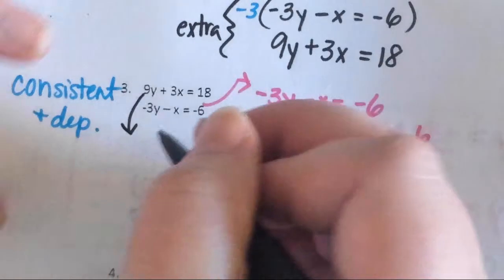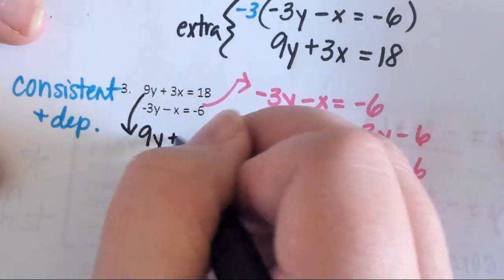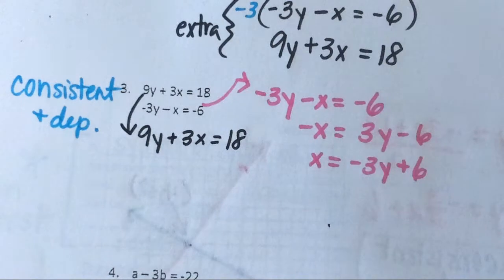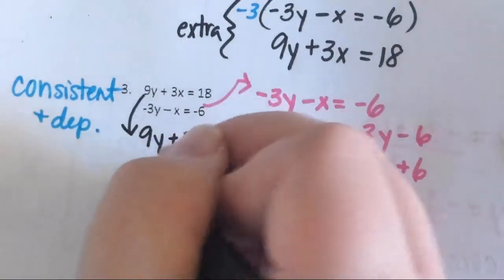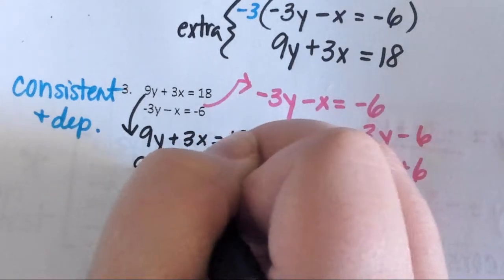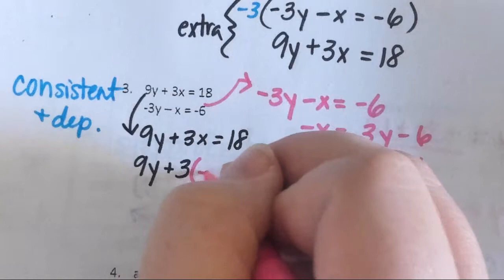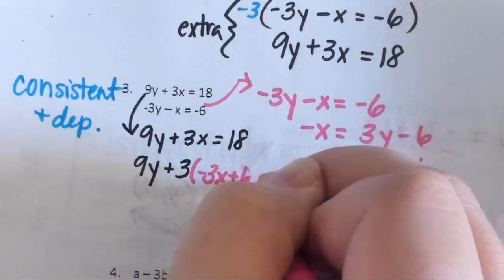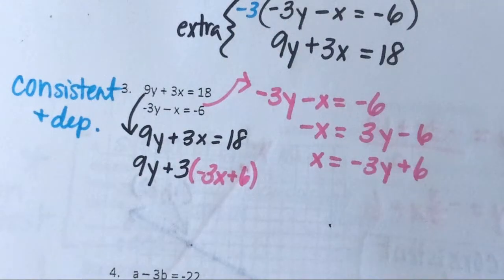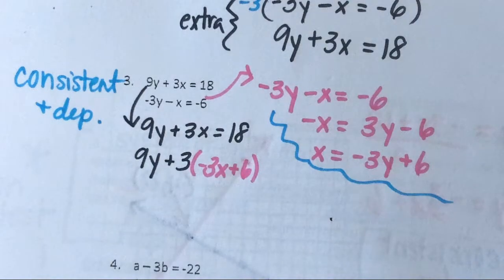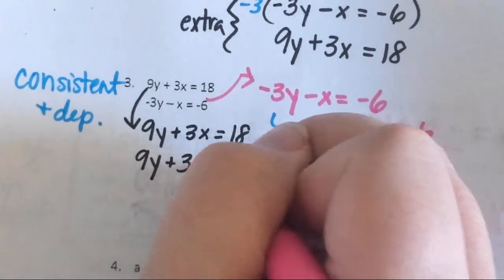Okay, so our equation used to be 9y plus 3x equals 18. But you and I just found out x can be replaced with negative 3y plus 6. So 9y plus 3, but instead of using x, I'm replacing it with negative 3y plus 6. I need to draw a line or something. They're getting awfully close together.